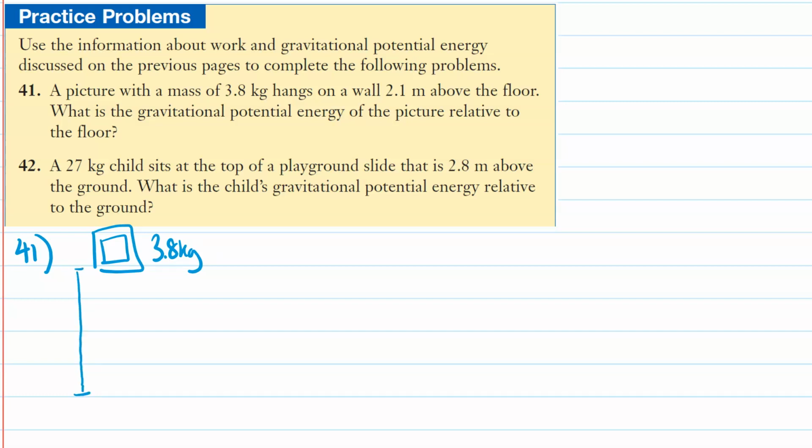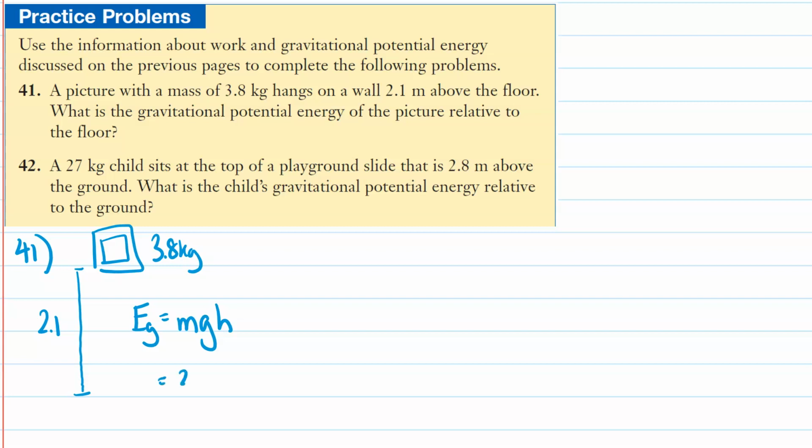of 2.1 meters above the floor. What's its gravitational potential energy relative to the floor? Well, we have an equation for that. Gravitational potential energy, EG, equals m times g times h.